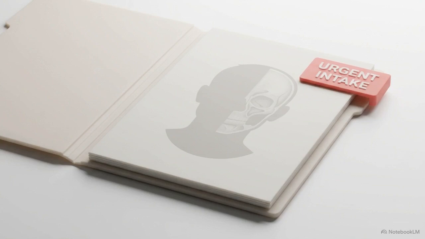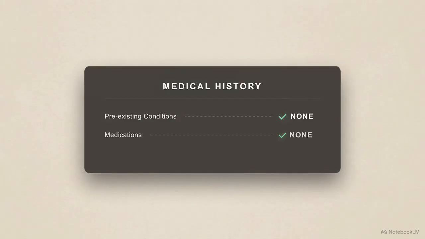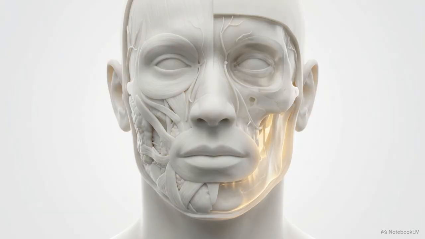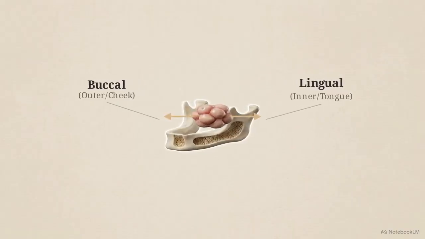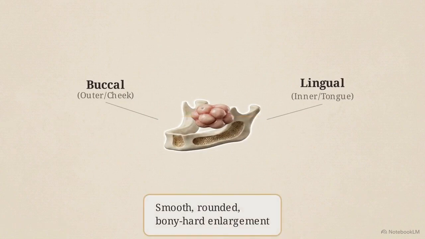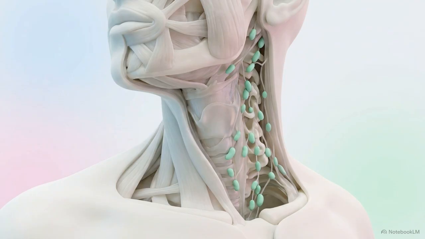Our case involves a 45-year-old African male presenting to the Accident and Emergency Department. His medical history indicates he is fit and healthy, with no pre-existing conditions. Extraoral examination reveals no obvious facial asymmetry, but a slight fullness of the mandible on the right side. Palpation identifies a smooth, rounded, bony hard enlargement on both the buccal and lingual aspects. Deep cervical lymph nodes are palpable on the right, but they are soft, non-tender, and mobile.